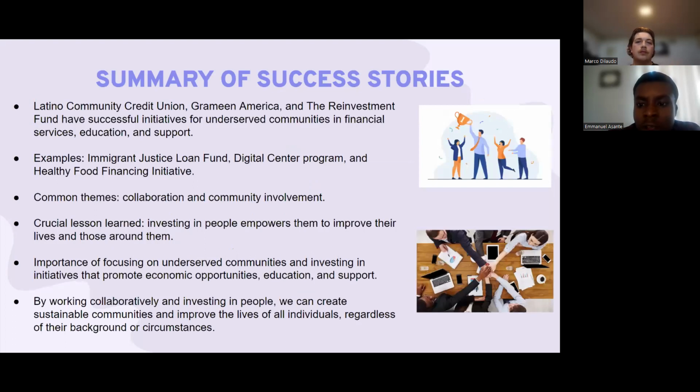Collaboration and community involvement are common themes among these success stories. Organizations work closely with the communities to identify needs and develop solutions. Investing in the people is another important lesson learned. By providing resources, education, and support, these organizations have empowered individuals to improve their lives and those of others.